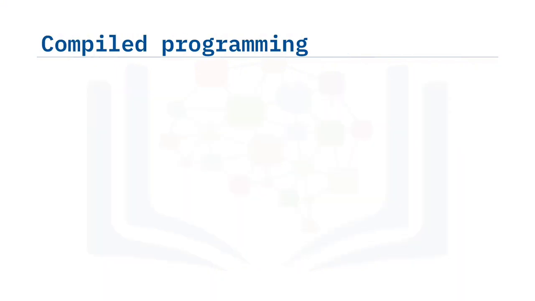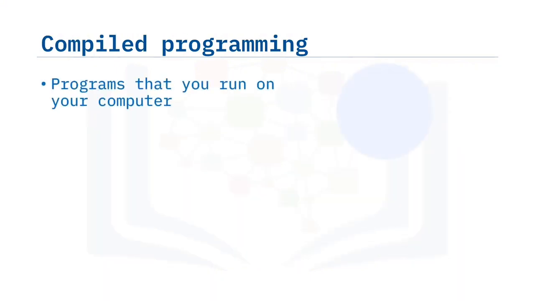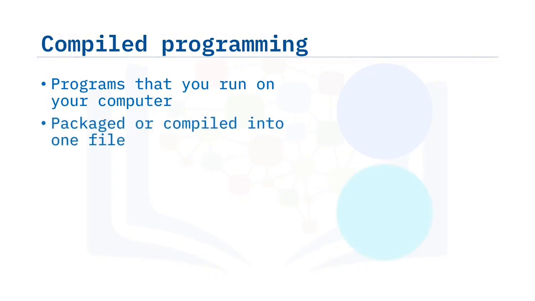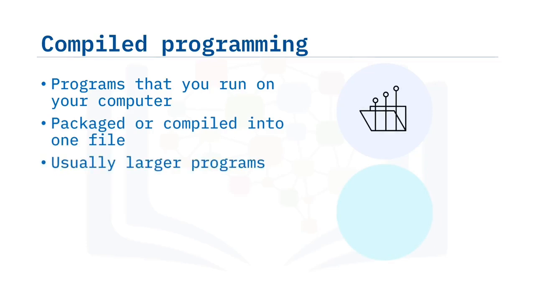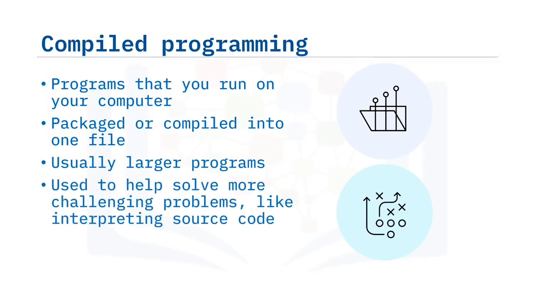Another category of programming languages is the compiled programming languages. Compiled programs are applications and programs, like your music app or your operating system, that you run on your computer or device. The programs are packaged or compiled into one executable file. They are usually larger programs. Compiled programs are used to help solve more challenging problems like interpreting source code.